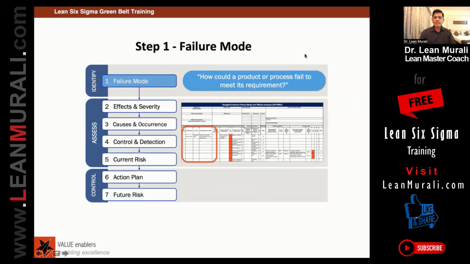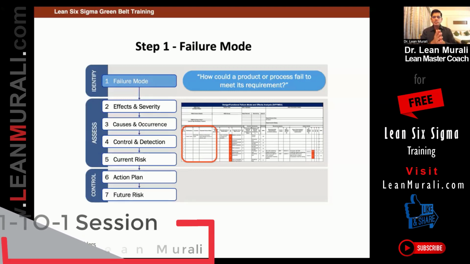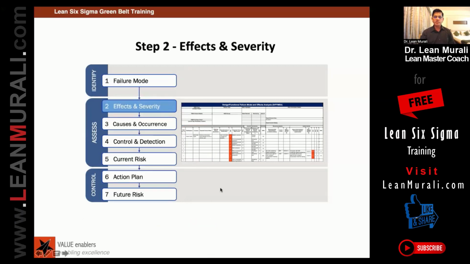So the failure mode means how could a product or process fail to meet the requirement. Failure mode is so and so. So for failure mode, you should ask this question. Process means how could the process fail to meet its requirement, and this is filled in this place. I'll explain the overview today.